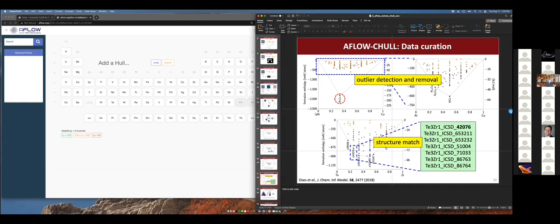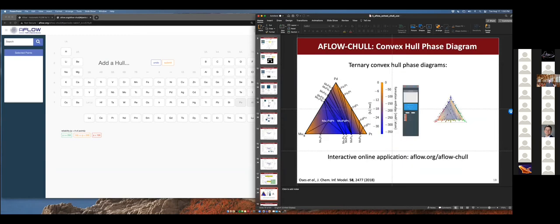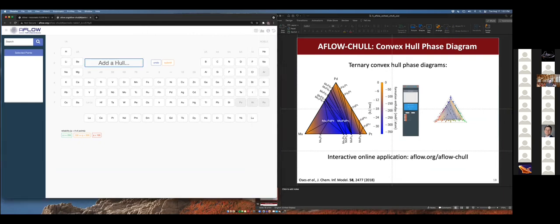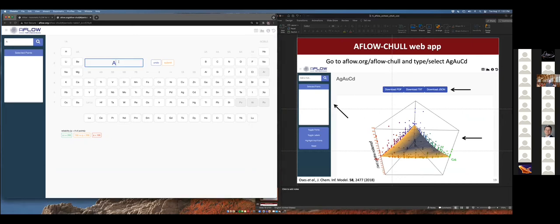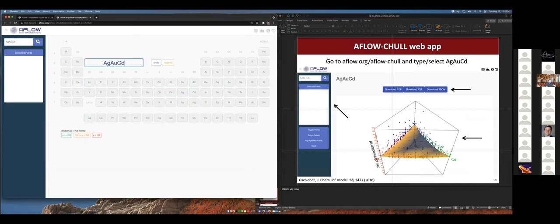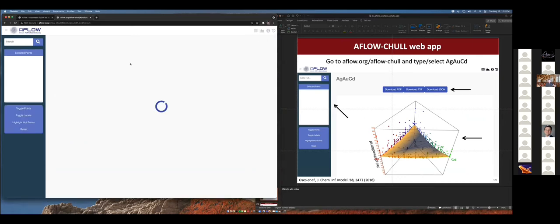So we had our energy axis and then we had our composition space here. We can add additional components. So we're going to look at a ternary phase diagram. So here we're going to have our three components instead of two. And then the energy axis is visualized here in terms of colors. To visualize this better, let's go to the app. So we're going to type in, as an example, the silver gold cadmium system.